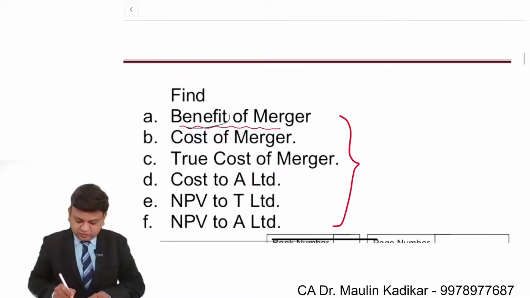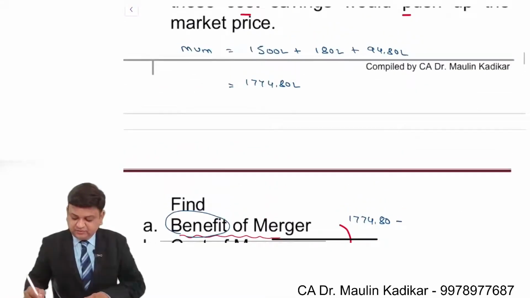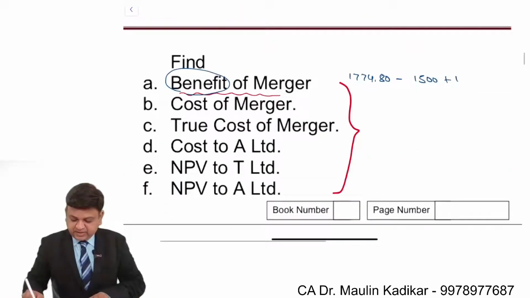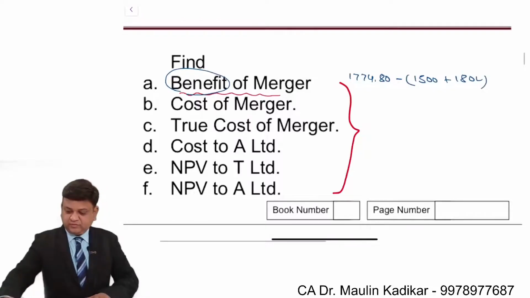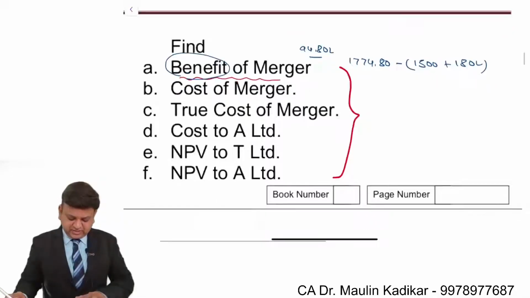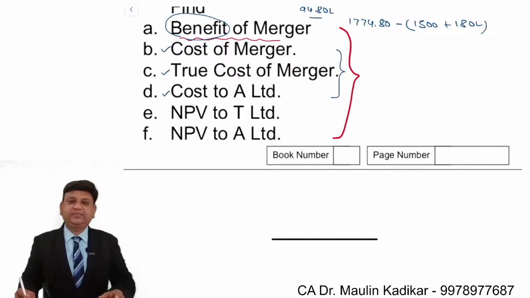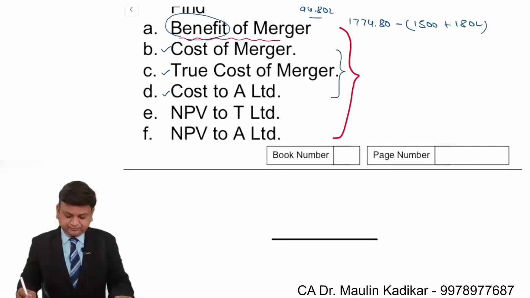This is what we understand is the market value of the merged firm. So as far as the gain or benefit due to merger is concerned, it is 1774.8 minus 1500 plus 180 lakhs. So what will happen? We understand that the benefit or gain due to merger is 94.8 lakhs, which we can compute directly also. That's not something which is great. Now, as far as the cost of merger, true cost of merger, cost to A limited, any of the questions will always have the same presentation of the answer. Let us have understanding of how to make the calculation of the answer.